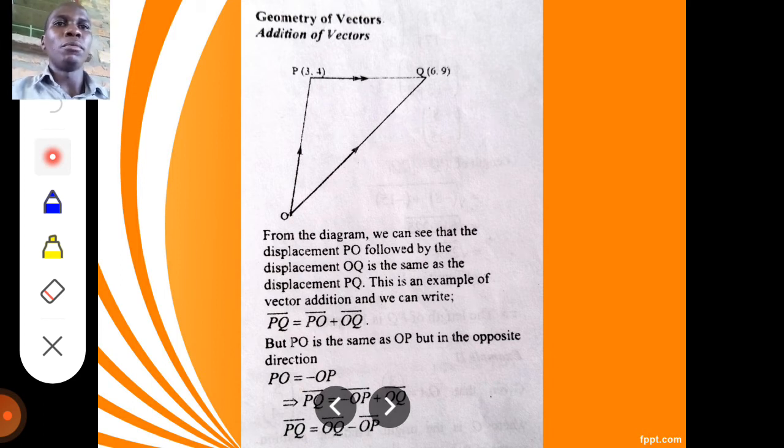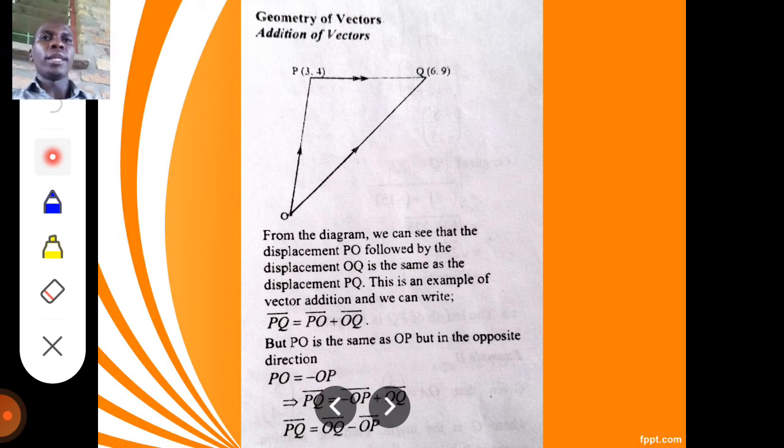You can see from the diagram above that the displacement PO, which is this one here, followed by the displacement OQ, which is this one here, is the same as the displacement PQ. This is an example of vector addition, and you can write PQ equals PO plus OQ.